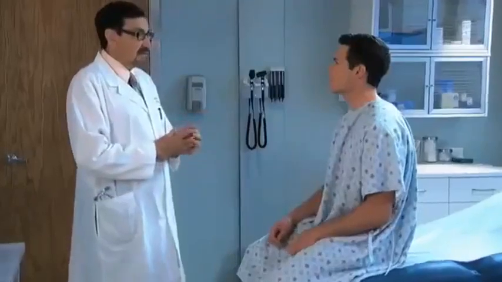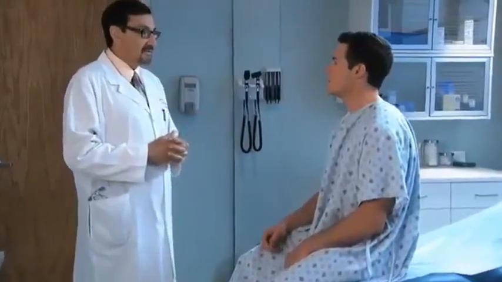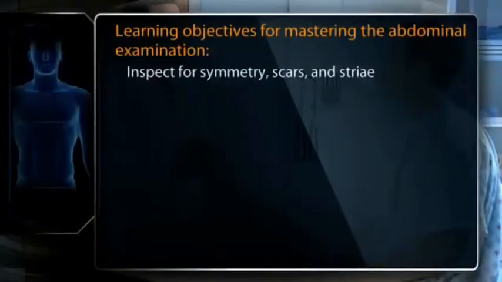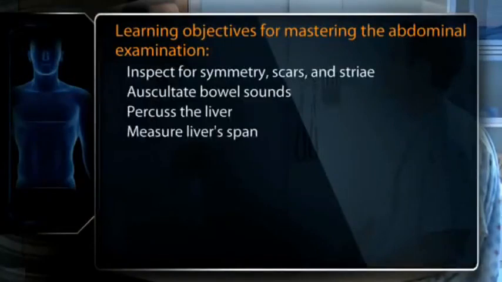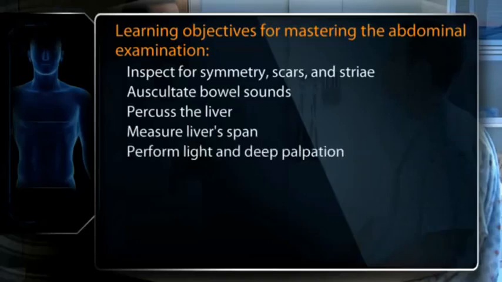A little bit about the abdominal pain that you've been experiencing. Your learning objectives for mastering the abdomen examination are to inspect for symmetry, scars, and striae, to auscultate bowel sounds, percuss the liver, and measure its span. You will perform light and deep palpation of the abdomen and palpate the liver edge.